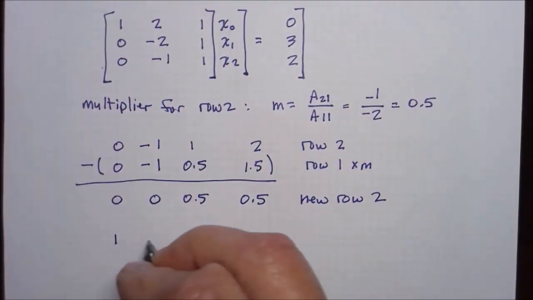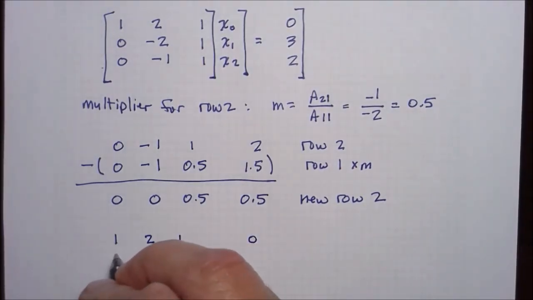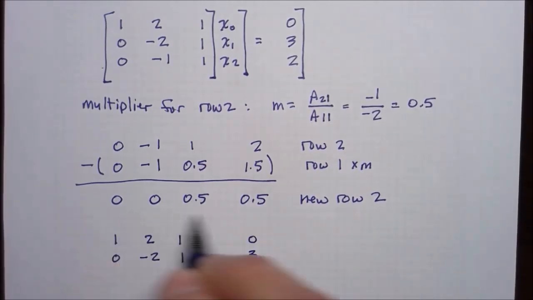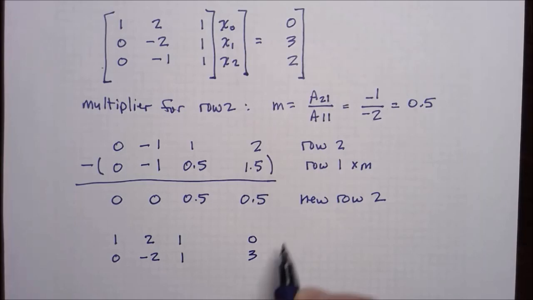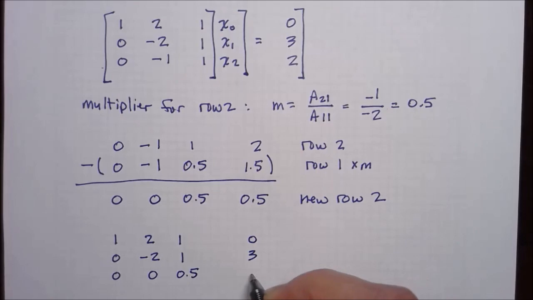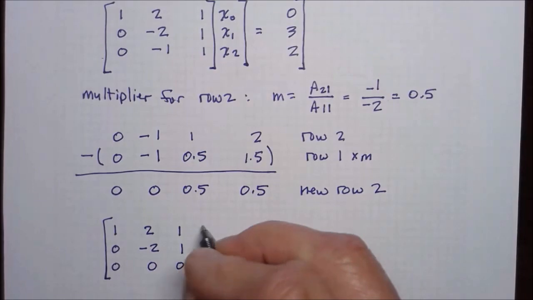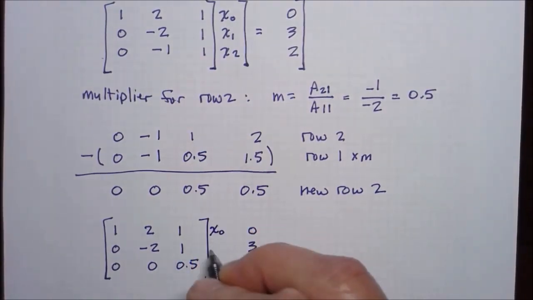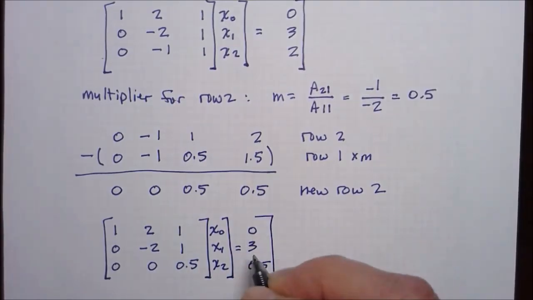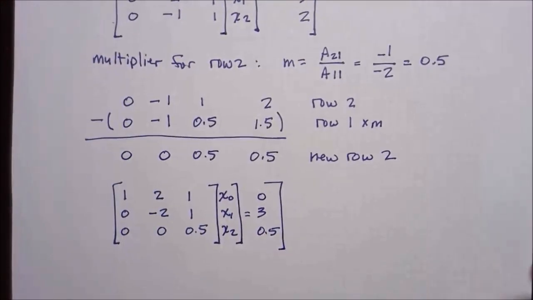First row 1, 2, 1, and a 0. Second row 0, minus 2, 1, and a 3, and then the new row 2 is 0, 0, 0.5, and 0.5. Fill in the rest of these items, x0, x1, x2 equal to 0, 3, and 0.5. Okay, so this completes the first step.